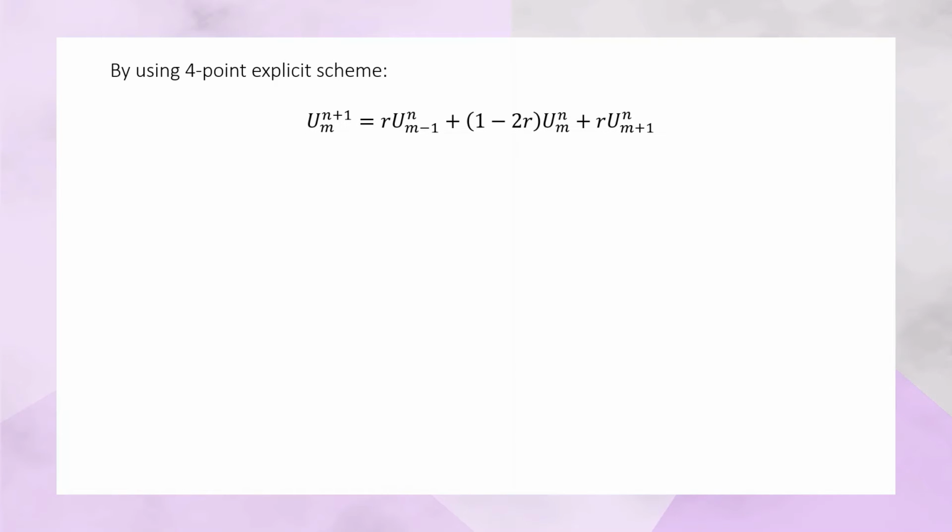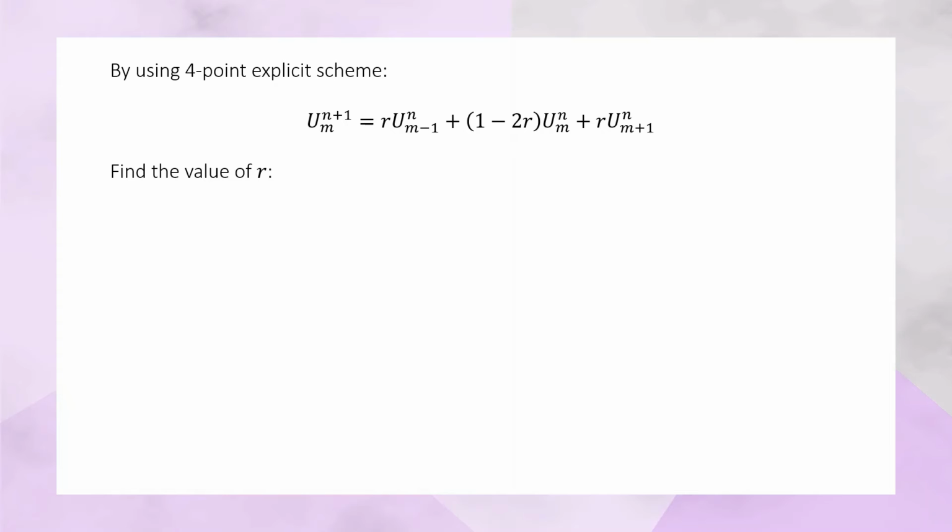I'm going to explain how to find the value for the unknown point by using the 4-point explicit method. First of all, we have to find the formula of the 4-point explicit scheme for this problem. So, this is the general formula of the 4-point explicit scheme. In this case, we have to find the value of R first.